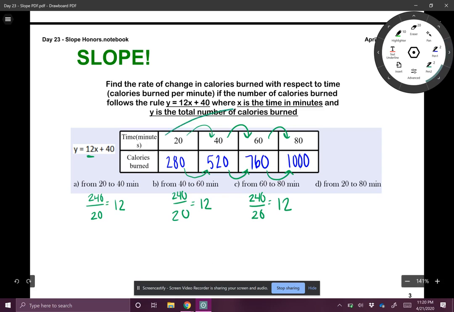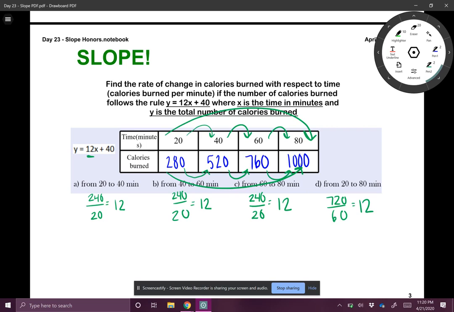So this time we're making a larger jump, 20 to 80. So our change in x from 20 to 80 is 60. And our change in y from 280 to 1,000 is 720. If you divide 720 by 60, you again get 12.